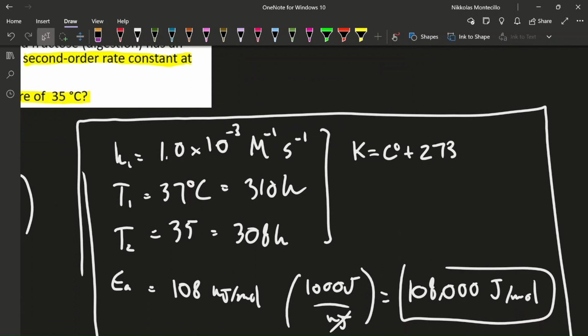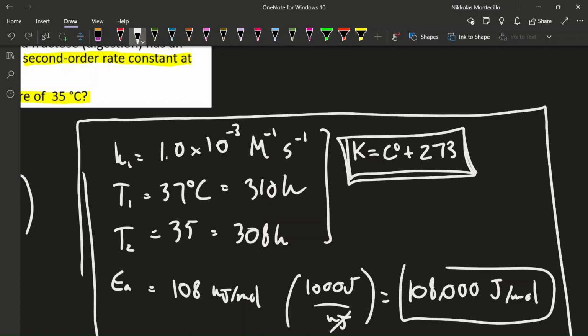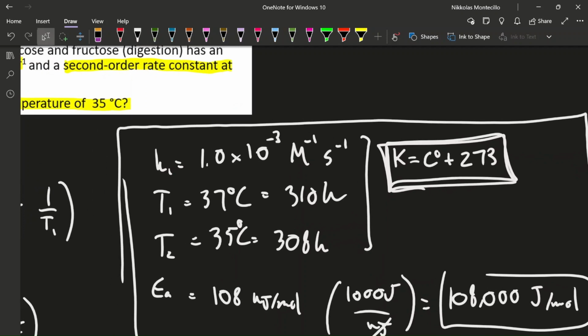T1 equals 37 degrees Celsius, which is equivalent to 310 Kelvin. Now remember that we will always want to express temperature in terms of Kelvin for the Arrhenius equations. So use this formula where K equals the degrees in Celsius plus 273, right? And T2 equals 35 degrees Celsius, which is equal to 308 Kelvin, okay? And then the activation energy is equal to 108 kilojoules per mole.